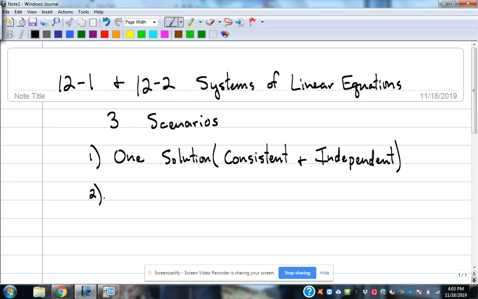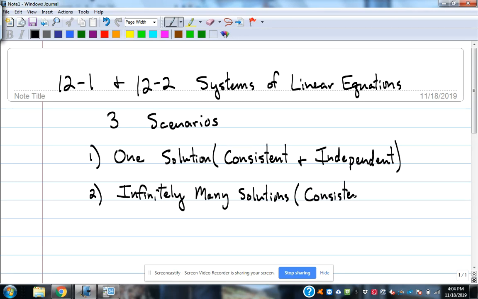Okay. The second scenario that could happen would be that you have infinitely many solutions. And that would be consistent. Consistent just means I have answers or an answer. And then instead of independent, because it's infinitely many, they are dependent.